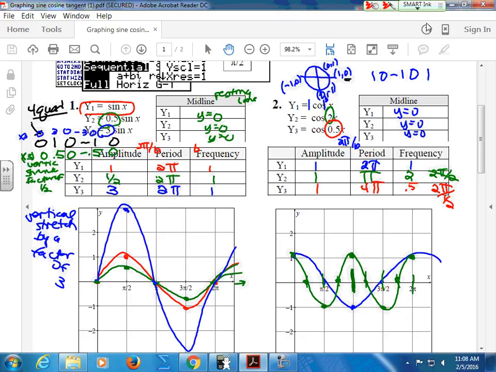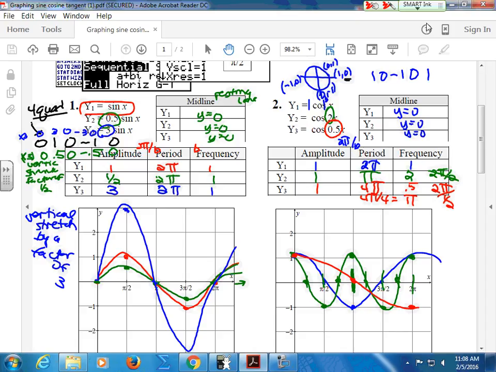So doesn't that make sense? So now, think about this. 4 pi to complete one cycle. I have how many quadrants in a circle? 4. So how big is each quadrant? 4 pi divided by 4 is how much? Every pi. So here's my cycle. I'm starting at the 0. It's 1. Then I go to pi. Right here. It's 0. Then I go to 2 pi. There it is. There's my half of a cycle in 2 pi.